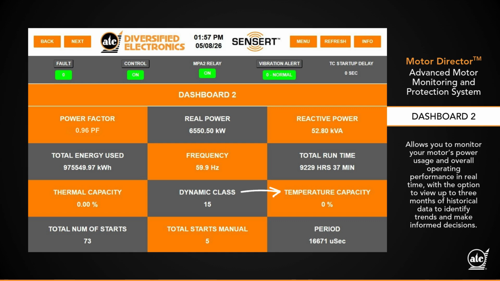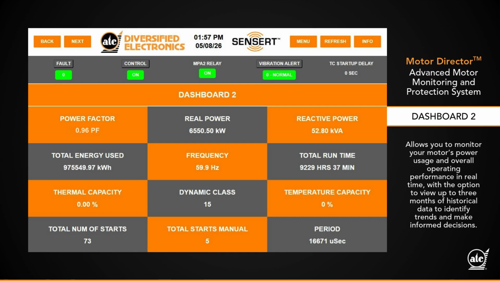Temperature capacity reflects the ambient temperature conditions the motor can safely withstand, also shown as a percentage. And dynamic class provides an adaptive version of the motor's thermal class, automatically adjusting based on thermal capacity, temperature capacity, and load levels. Together, these values give you a clearer picture of thermal stress on the motor, helping you prevent overheating and extend equipment life.